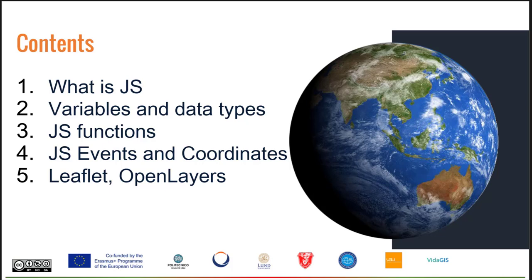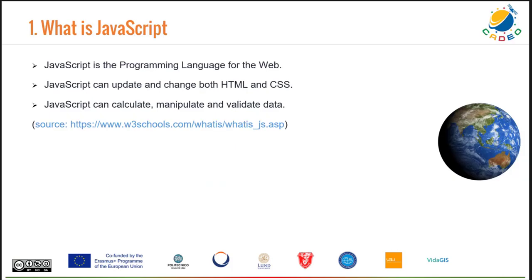Third, JavaScript functions. You will learn how to write a function in JavaScript and how to use it. Fourth, JavaScript events and coordinates. In this content, you will become familiar with JavaScript event functions as well as coordinates used to position or move HTML elements. Fifth, Leaflet and OpenLayers, the two most popular JavaScript libraries for developing geospatial web. Let's get started with the first content.